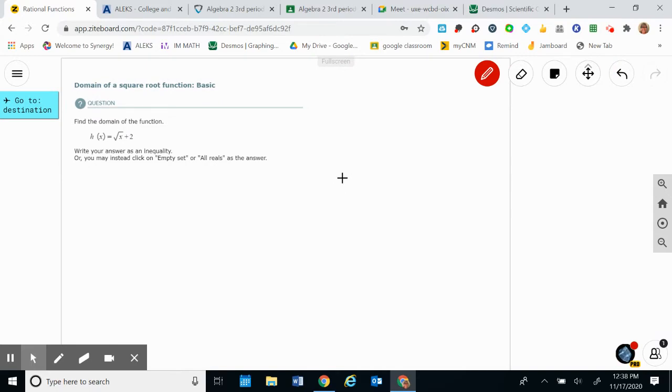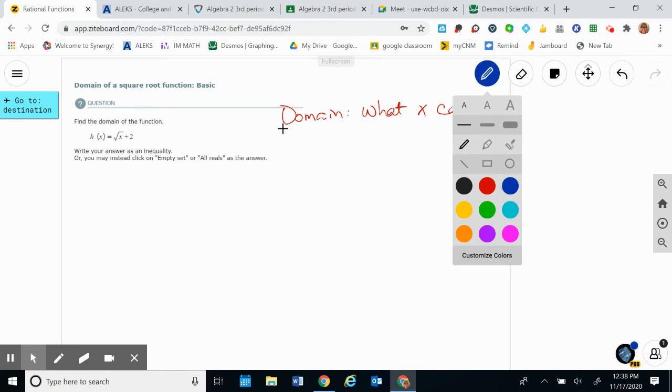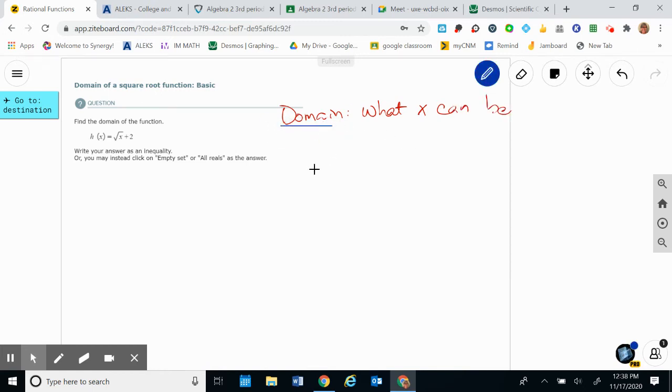Okay, it says find the domain. So here's the idea of domain. Domain is what x can be. Don't forget what that means. It's basically what x can be. Your domain defines what you can plug in for x. So the thing with the square root is it can't be negative. Whatever value ends up underneath here, it can't be negative.